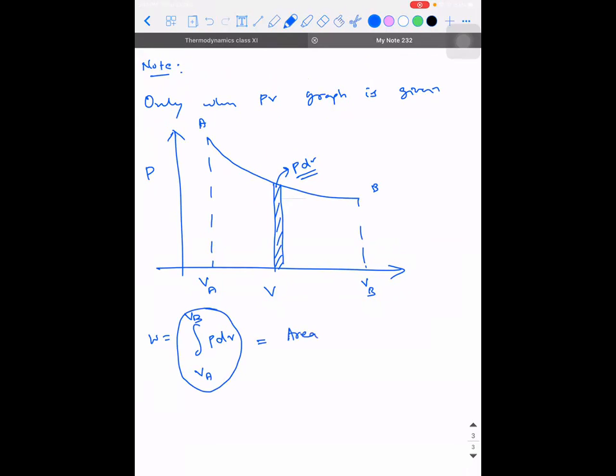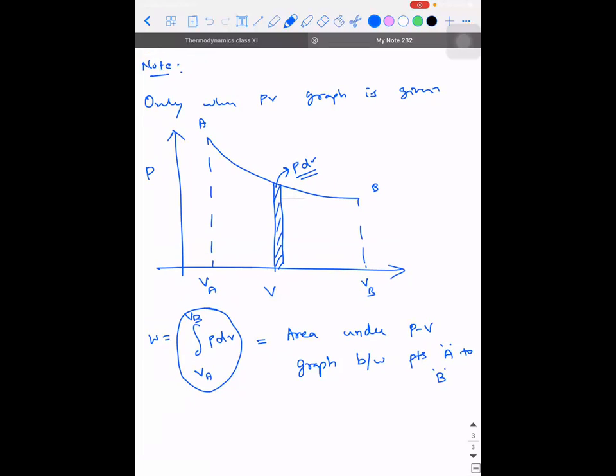This is the mathematical formula, but the symbolic representation of this is nothing but the area under the PV graph between points A to B. So going forward, whenever I ask you to calculate the work done with respect to a PV diagram, you just need to calculate the area under that curve. We are going to solve the problems based on this concept.